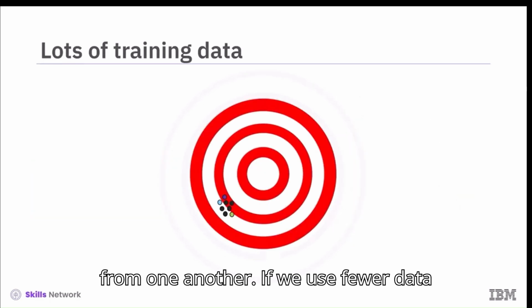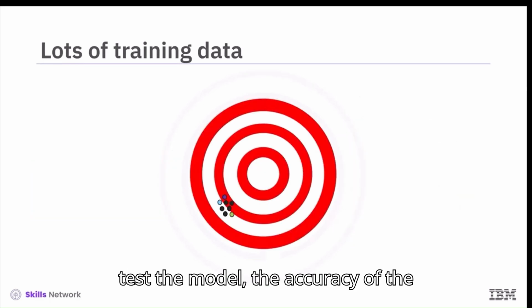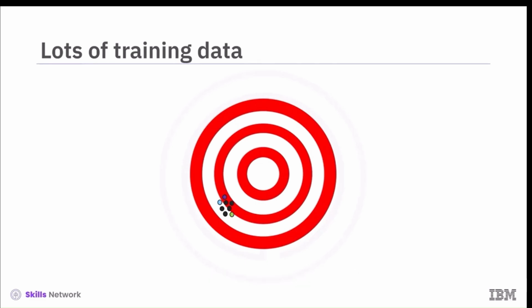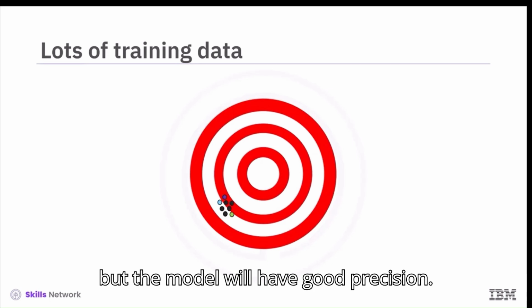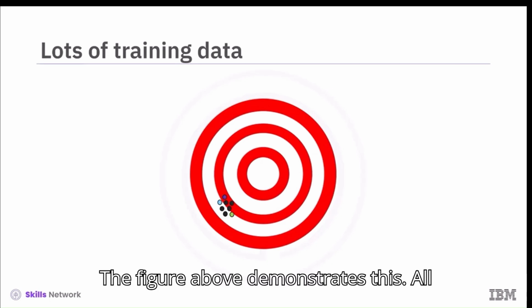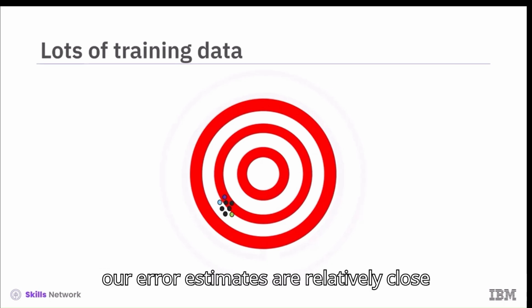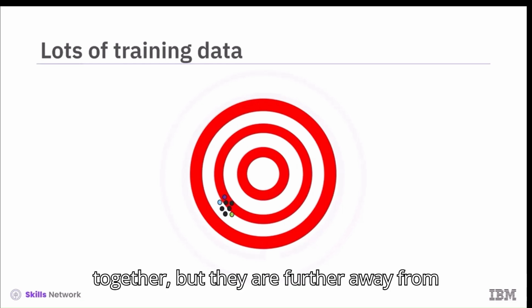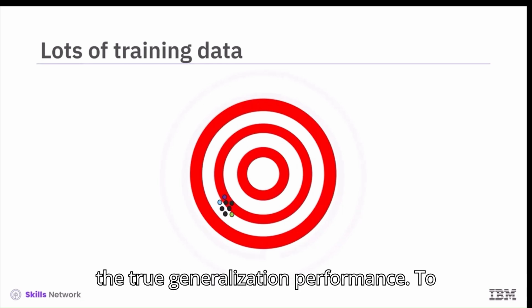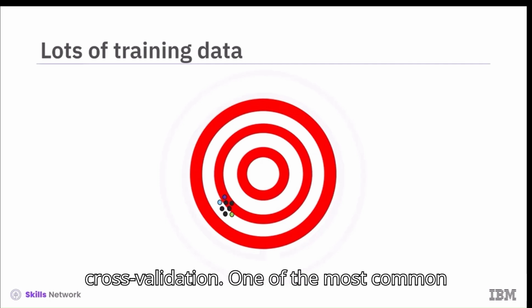If we use fewer data points to train the model and more to test the model, the accuracy of the generalization performance will be less, but the model will have good precision. The figure above demonstrates this. All our error estimates are relatively close together, but they are further away from the true generalization performance. To overcome this problem, we use cross-validation.